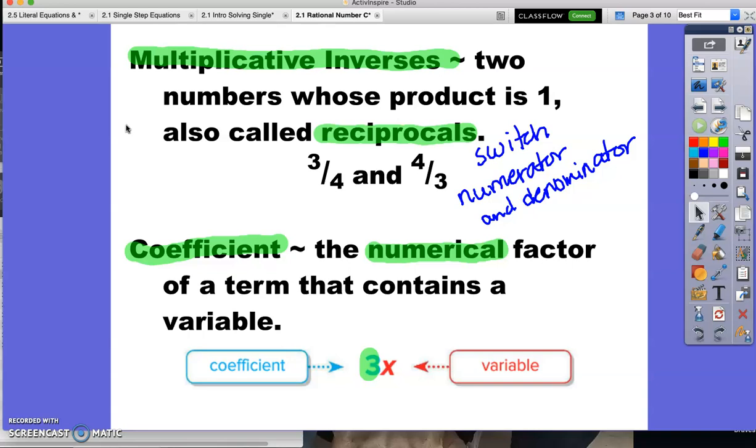And then we need to know what coefficient is. The coefficient is just the number that is attached to my variable. So if I have 3x, the 3 is my coefficient. The x is my variable. Variable is always going to be a letter. If there is no coefficient, it's an invisible 1. So 1x, if I just have a letter, my coefficient is 1. Very important to remember.